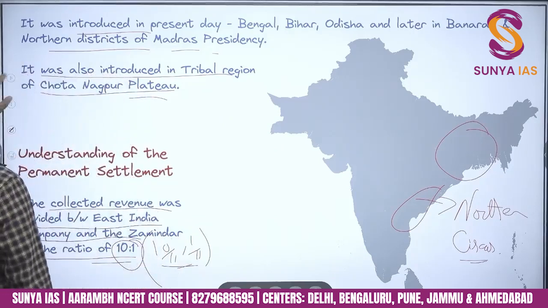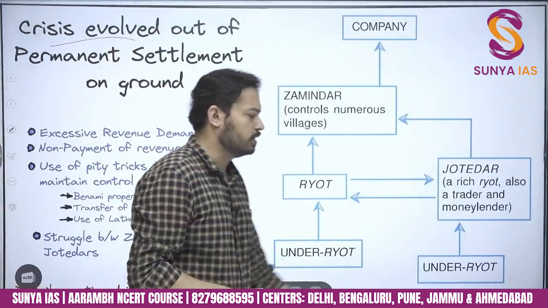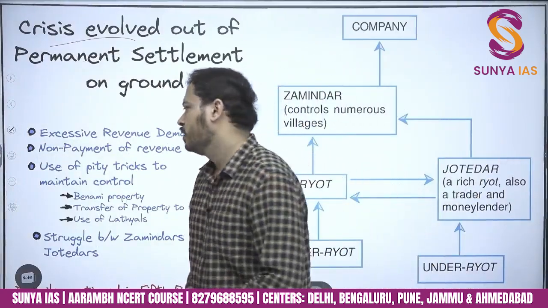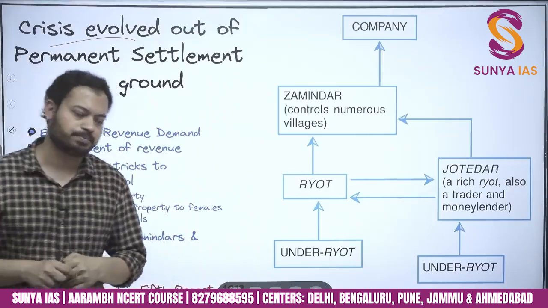Let's go. So what was the crisis that evolved out of the permanent settlement? And this is there in your new NCERT. This whole block diagram is from your new NCERT book only. So what were the major issues after this permanent settlement was implemented?